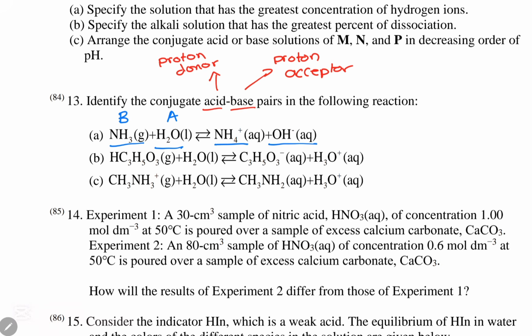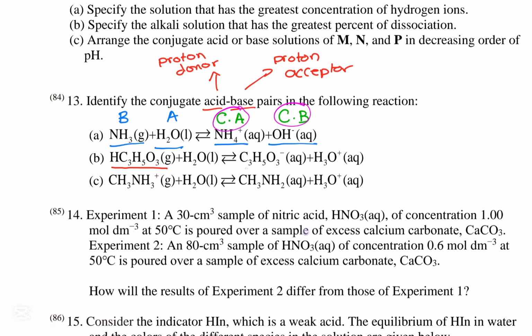Now, here's the interesting part. The base, once it gains the proton, turns into a conjugate acid. And the acid, once it loses its proton, turns into the conjugate base. Now, what do we mean by this? When the base gains the proton, it now has the ability to give a proton. So now it's a conjugate acid. When H2O donates its proton, right, it now has the ability to gain a proton, so thus it turns into a conjugate base, okay? These are very simply the definitions. Now, let's see again.